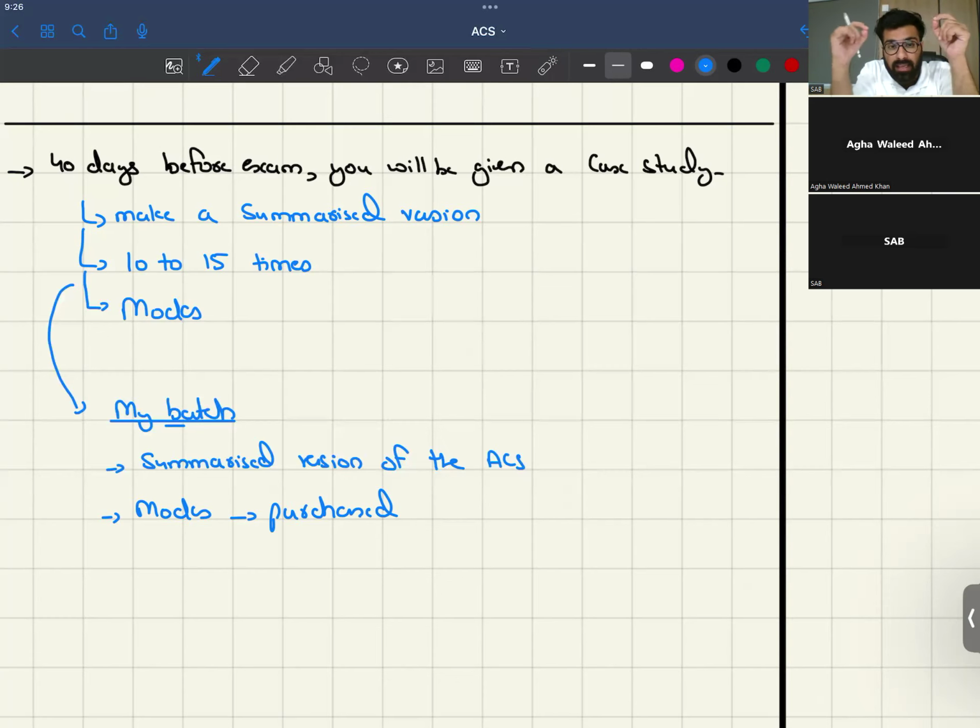The thing is that these mocks need to be practiced. So if I've practiced the previous mocks, do I have to purchase the current ones? Yes, I would suggest you purchase the current mocks, perform them, and then get them checked by me. The reason is that only then can I say whether you exactly knew the strategy of how to pass this paper.